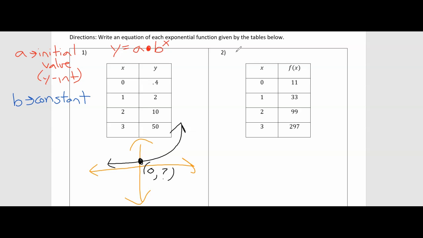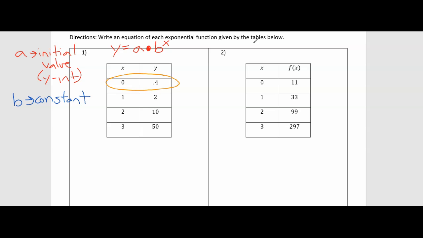So if I can find a 0 for my x in the table, that is going to give me my y-intercept. In this case, they do give me a 0 for my x, and I know that my y value when x equals 0 is 0.4. So I can start by saying y is equal to 0.4 times, now I need to figure out my constant ratio. Well, the constant ratio is what am I multiplying by to go from one y value to the other, as long as my x is increasing by 1 each time.